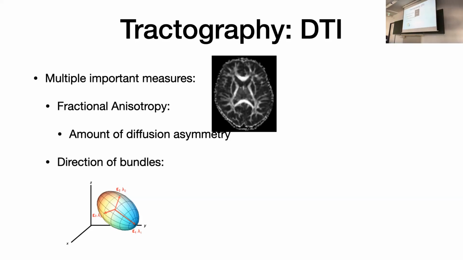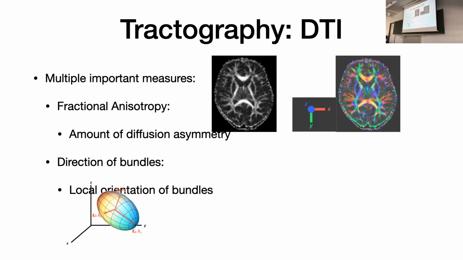But of course, we do this quantification for multiple directions. So we don't just get this fractional anisotropy. We also get information as to the direction of the cigar, right? How is the cigar oriented? And that, of course, is even better. Like that is much, much better. So that gives you the local orientation of the bundles, not just how strong they are.